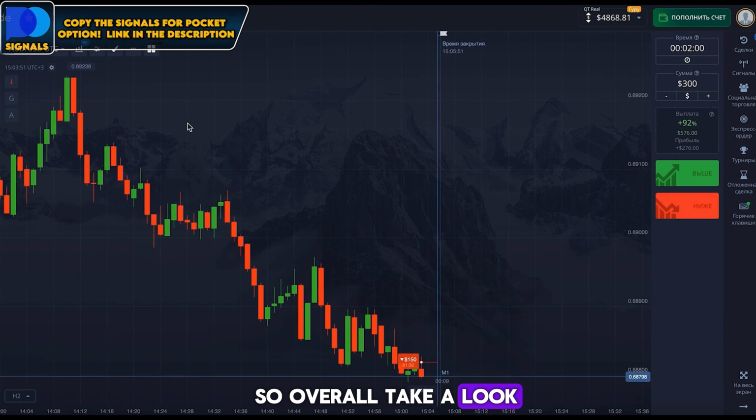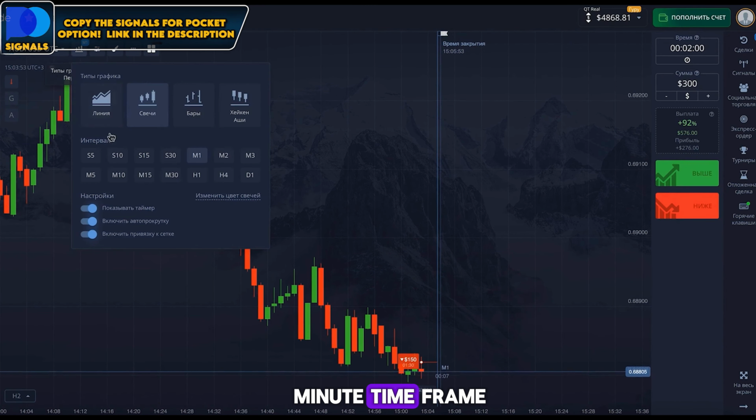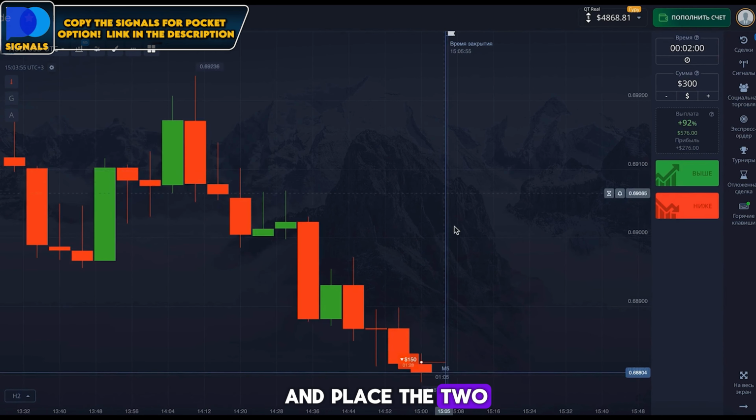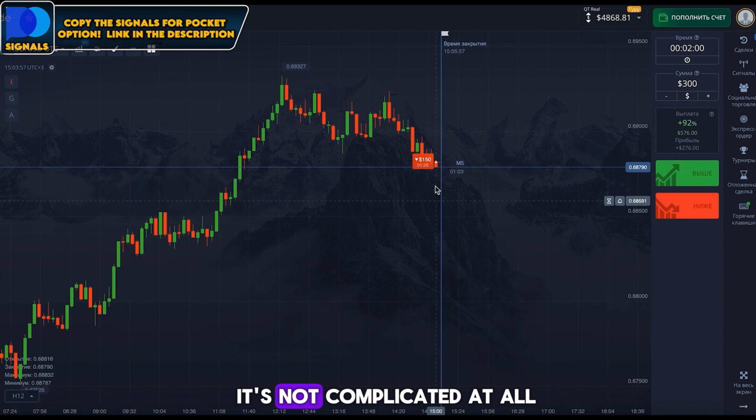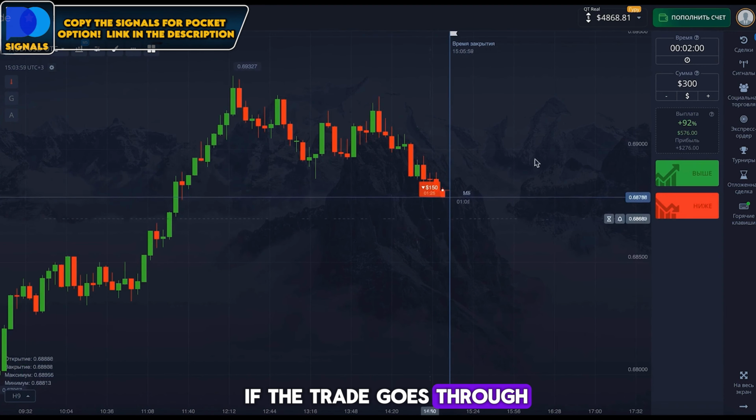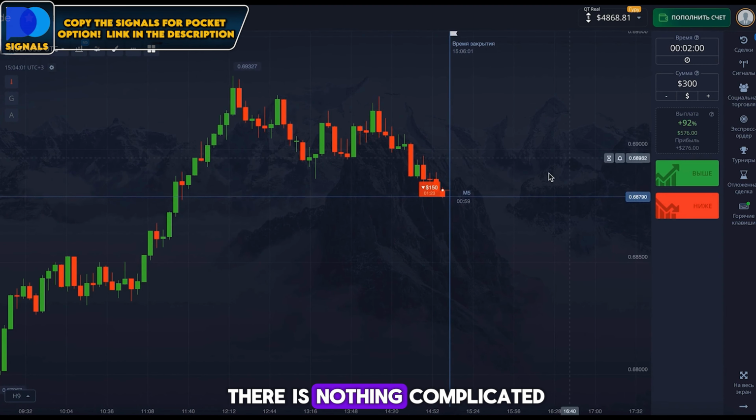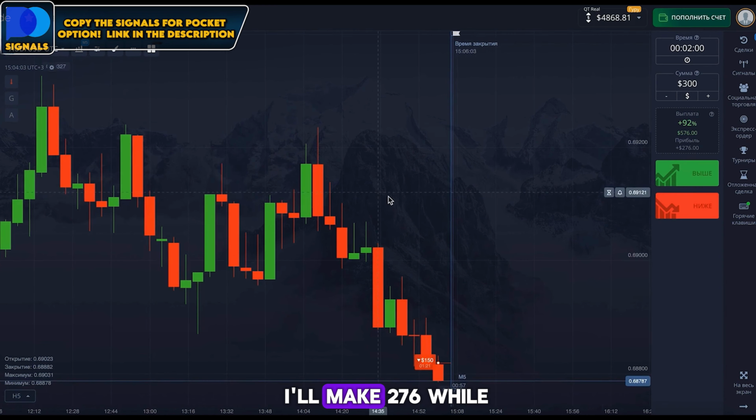So overall, take a look. I checked the price movement on the 5 minute time frame, switched to the 1 minute, and placed a 2 minute trade for a downward movement. It's not complicated at all. If the trade goes through, I'll make 276.